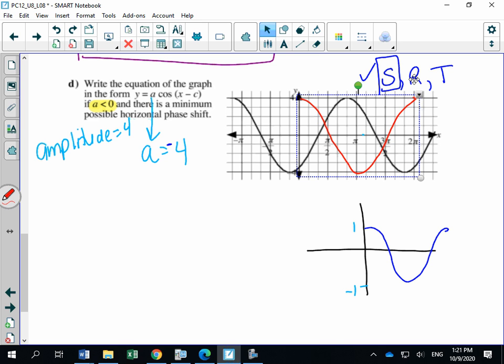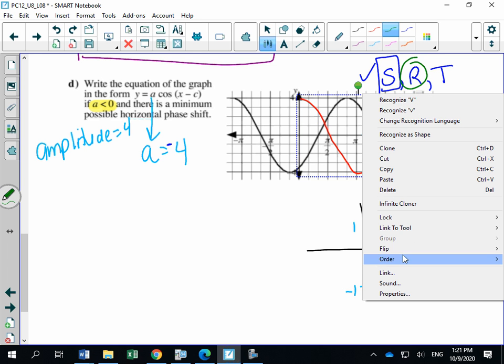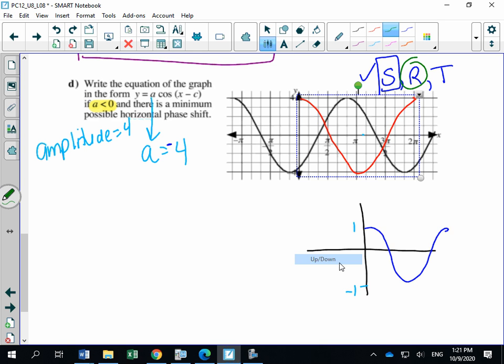So now I have to take care of the reflection. That would be the second thing I have to do. To reflect this graph, I have to flip it. So that would be the reflection of my graph. And now with a cos graph, you go peak to peak.